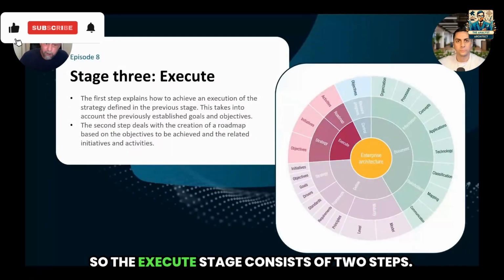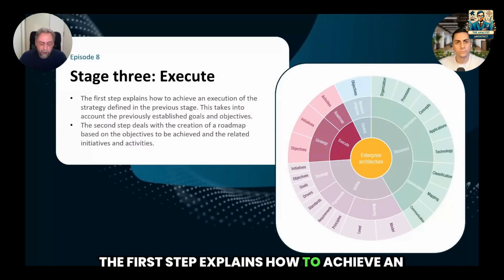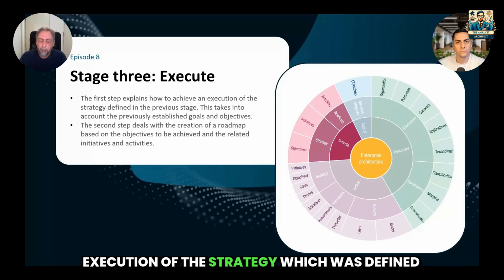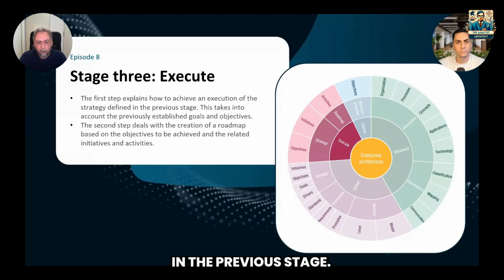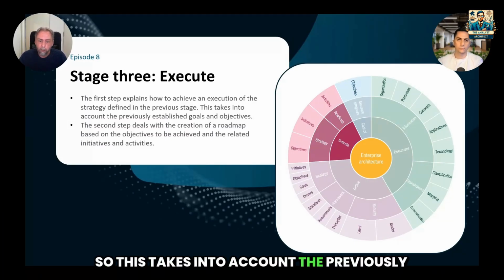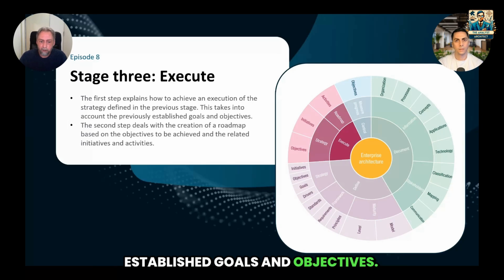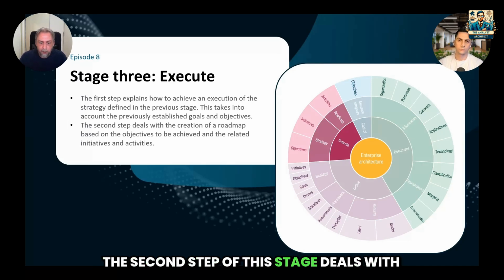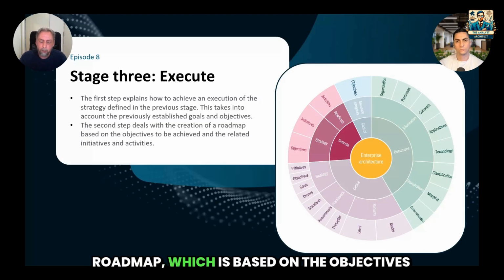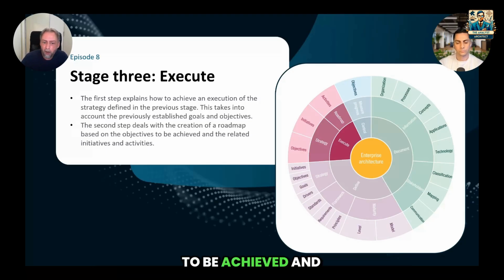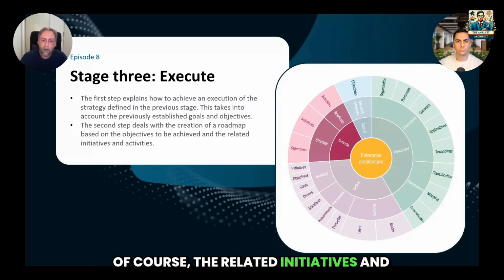So the execute stage consists of 2 steps. The first step explains how to achieve an execution of the strategy which was defined in the previous stage. So this takes into account the previously established goals and objectives. The second step of this stage deals with the creation of a roadmap, an architecture roadmap, which is based on the objectives to be achieved and, of course, the related initiatives and activities.